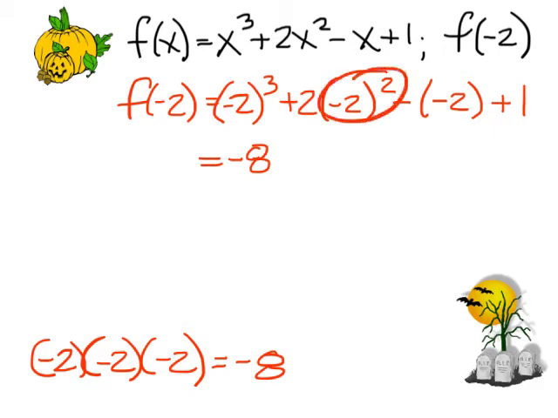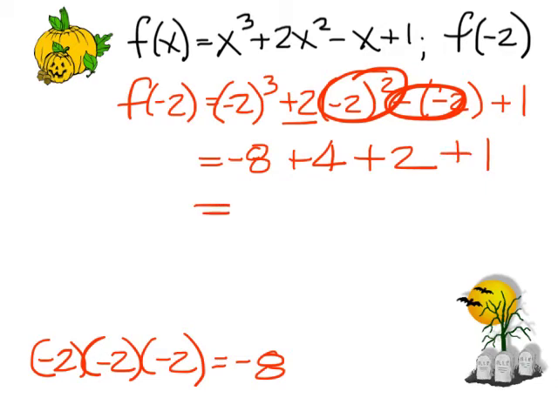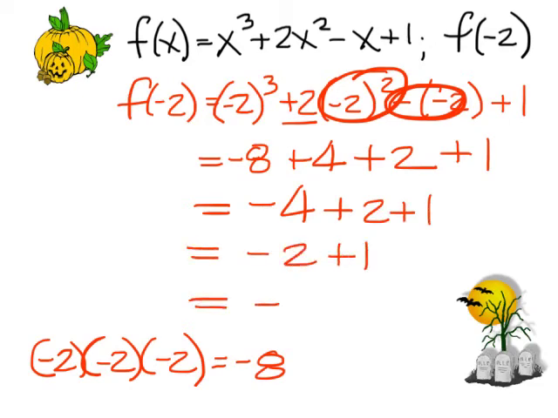And then we have negative 2 squared. That's 4. 4 times 2 is 8. A double negative makes it plus 2 and then plus 1. Negative 8 plus 4 is negative 4. Add 2 to that to get negative 2, and your final answer is negative 1.